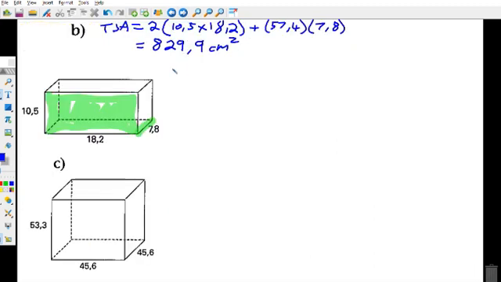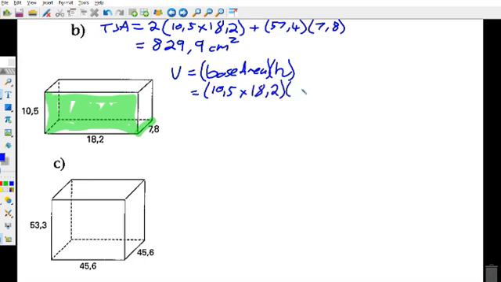Okay. To find the volume, we're going to say the base area, there, multiplied by my height. So it's going to be 10.5 multiplied by 18.2 and multiplied by my height, 7.8. We put that into our calculator now quickly. Times 18.2 times 7.8, and we get an answer of 1490.6 centimeters, and because it's volume, cubed.